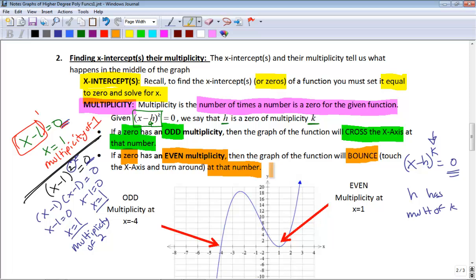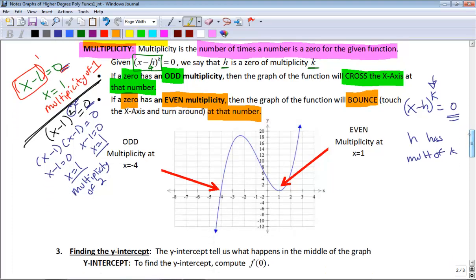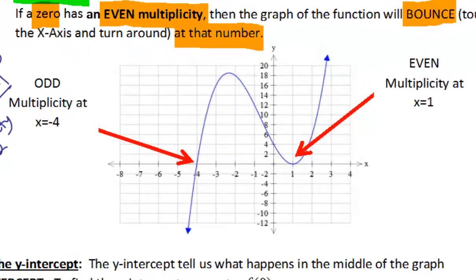It's going to touch and just go right back the way it came. So if you have an even multiplicity, you bounce. If you have an odd multiplicity, you cross. Here's an example of a graph where we have two x-intercepts.